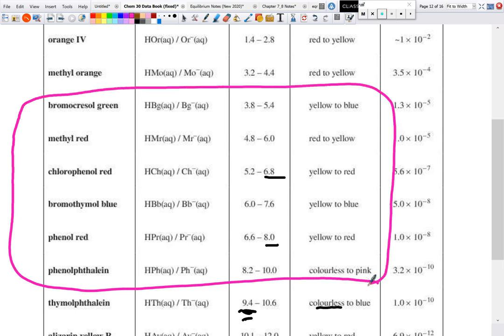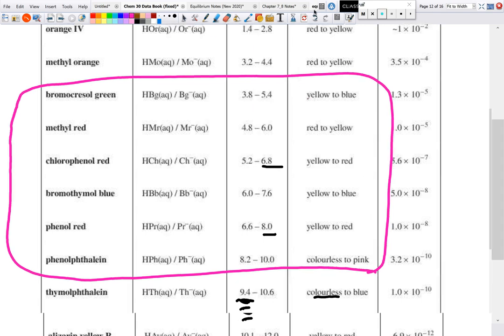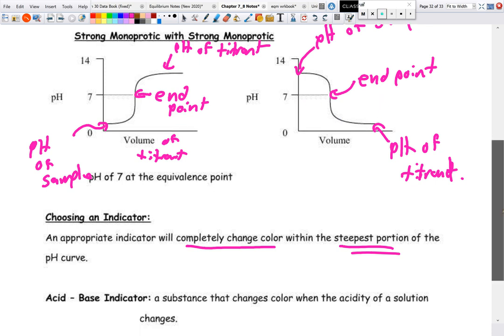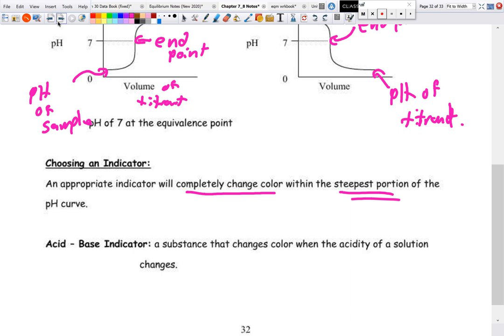So in the middle of our chart, right? Bromocresol green, methyl red, chlorophenol red, bromothymol blue, phenol red, phenolphthalein. These are all really good indicators, because if you look at those types of graphs, you can tell that the pH range will be somewhere in here. Obviously, you don't have all the pHs, so we don't know, but either way, that's kind of what we look for.